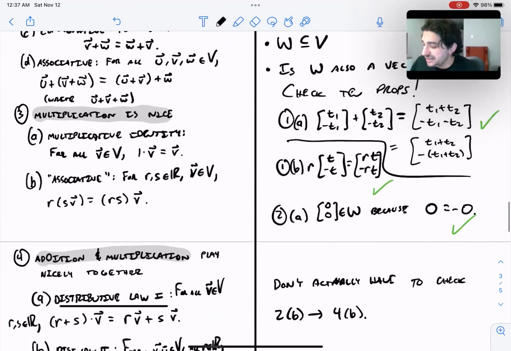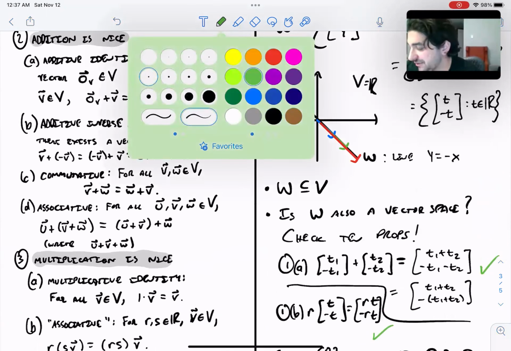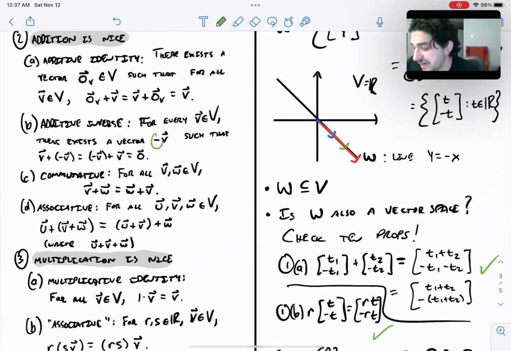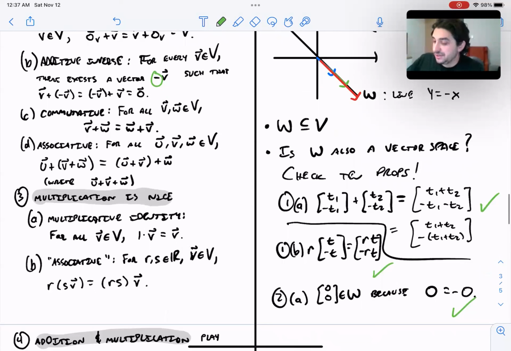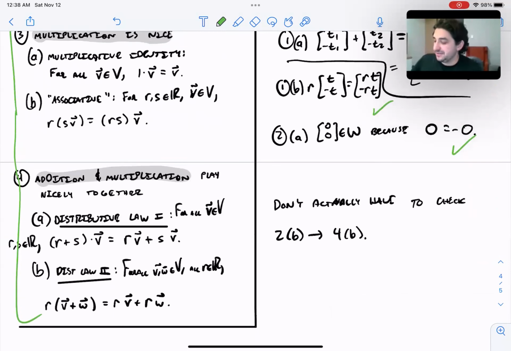Why don't I need to check the rest of the properties? Well, 2b kind of follows from the fact that we have closure under scalar multiplication. So you can multiply by -1. You could prove that that will always produce the additive inverse. So that sort of follows from 1b, honestly. But then here's the cool thing: 2c all the way down through 4b. I claim we don't have to check those.